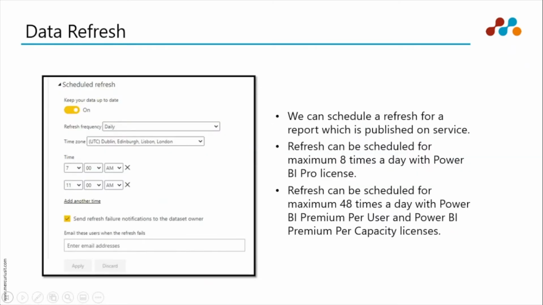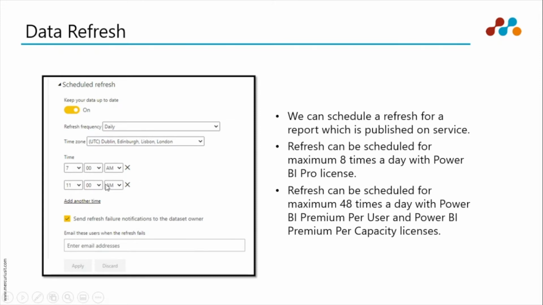Let's talk about data refresh. So what is data refresh? Power BI, like I said, is connected to different data sources. So when we schedule a data refresh, Power BI connects to the data source and gets the latest data from the data source into Power BI. For scheduling a data refresh, we can mention the frequency. We can set the frequency to daily, weekly, or monthly as we want it. We specify the time zone and we can mention the time at which the refresh should happen.